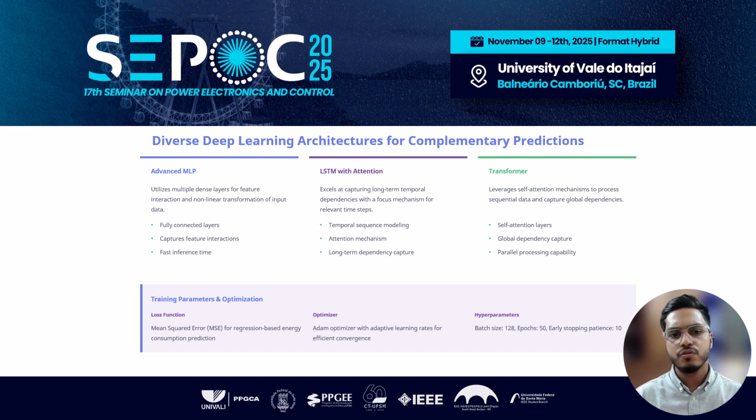Our training used the mean squared error, or MSE, as the loss function and the Adam optimizer for efficient convergence. We also used regularization techniques like dropout and early stopping to mitigate overfitting.